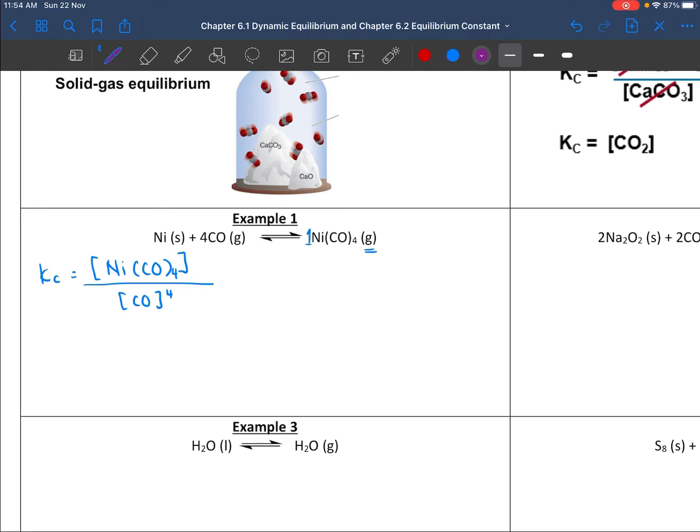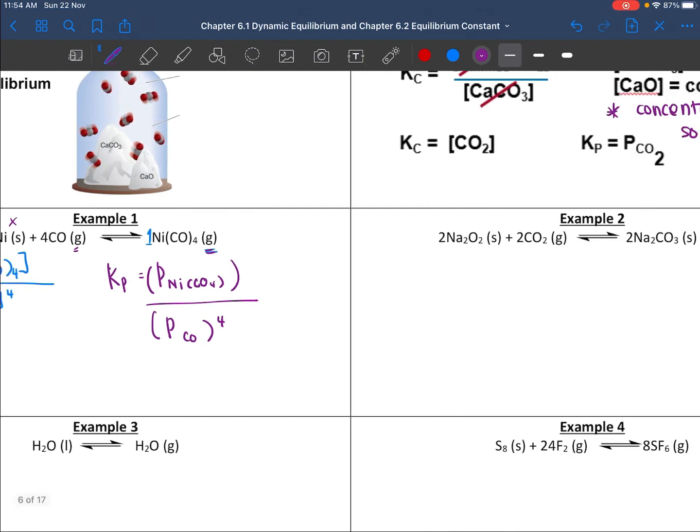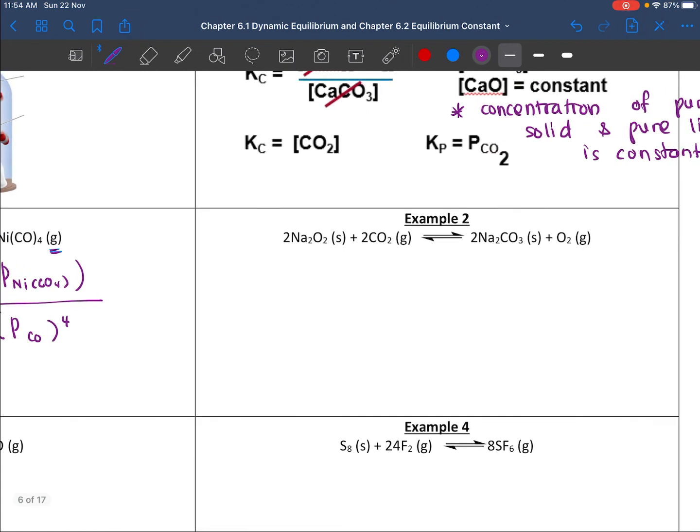And then, kalau minta Kp pula, since dia phase gas, so boleh ada Kp lah. That means partial pressure of NiCO4. Okay, so to the power of 1 divide with partial pressure of CO to the power of 4. Okay, solid ni pun kita tak ambil. Okay, so that is Kc and Kp for example 1. Okay, and then why not you try to pause this video and then cuba tulis answer for example 2. And then baru play balik to see if your answer is correct or not.